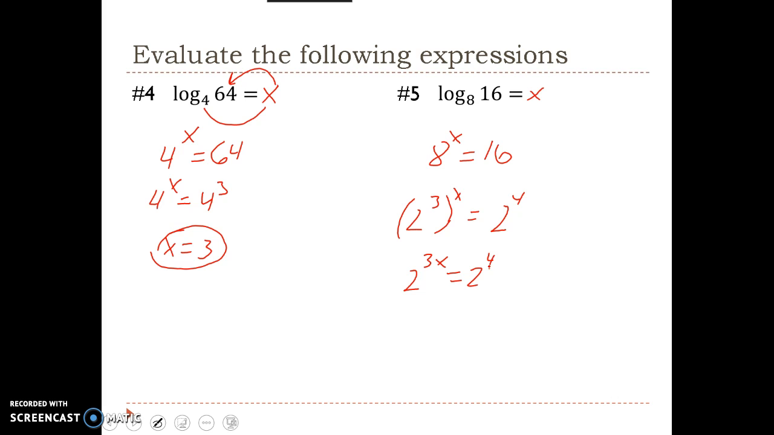So what that means is that the bases are the same. That means that 3x has to be equal to 4, which means if I divide both sides by 3, x is 4/3.